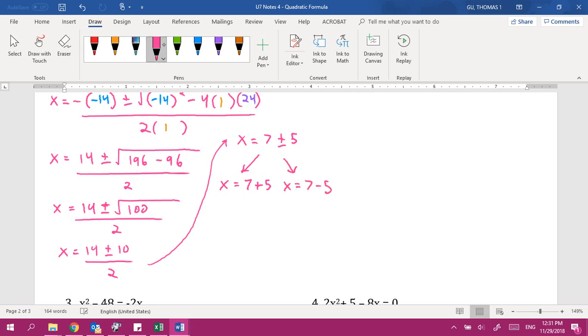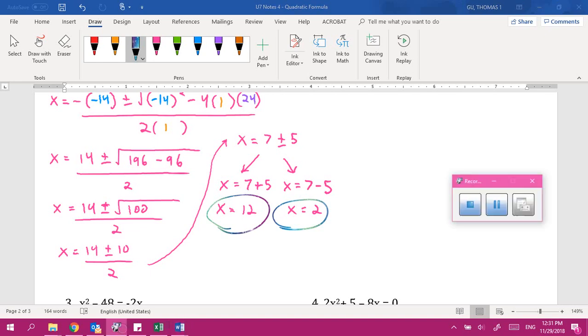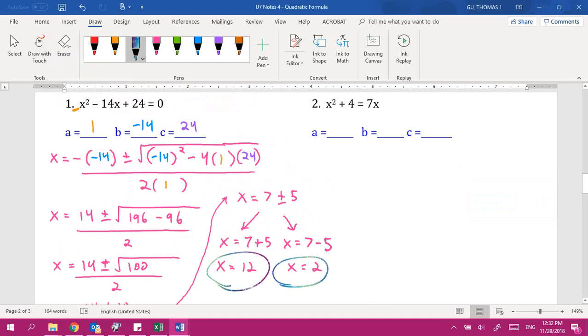That's right. So one of my answers is going to be x equals 2, x equals 12. That's right, x equals 12 and x equals 2. Very good. And that is how you use the quadratic formula to get your two answers. That's too much work just to get a simple answer. Basically doing the same thing but different. Let's go to example 2 now.